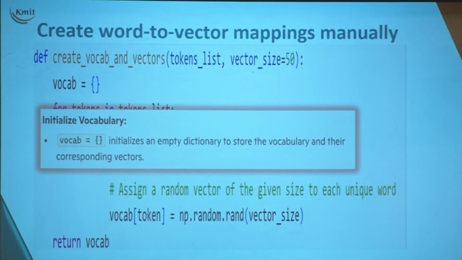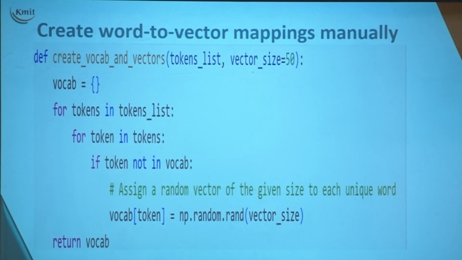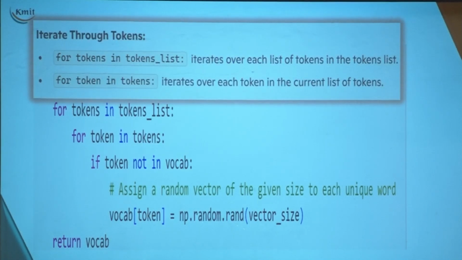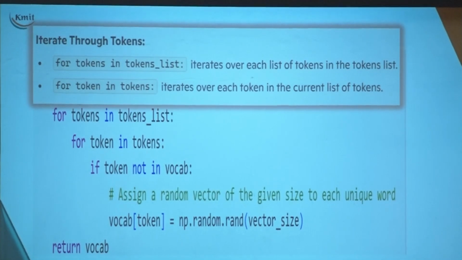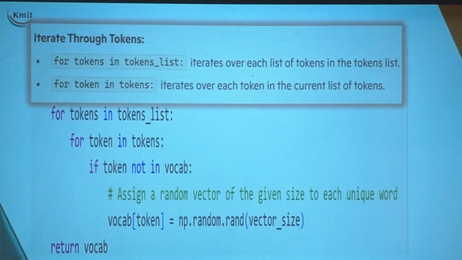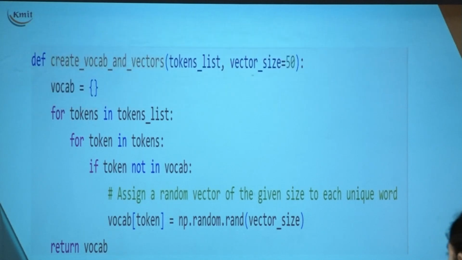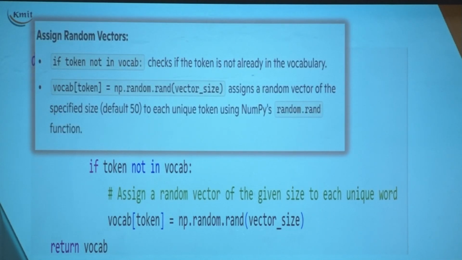Once you are done with that, what is the next thing? We want to create vectors for every token that we are encountering in our text. Okay, so what are we doing here? There are two for loops that I am using to iterate through my tokens. The first for loop will iterate over each list of tokens in the token list. The second for loop will iterate over each token in the current list of tokens. Okay, now next, what am I doing? Checking if the token is already there in the vocabulary. Why is this particular step important? Stores only the unique element.